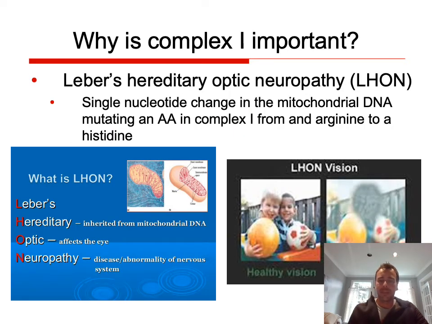Complex 1 has some clinical importance to it. Obviously the whole chain does, but there's a syndrome called Leber's hereditary optic neuropathy. Basically, you get a single nucleotide change in the mitochondrial DNA that mutates an amino acid in complex 1 from an arginine to a histidine. It affects the eye. Normal vision is like this, and the vision with this syndrome gets very blurry, especially in the middle of the vision.